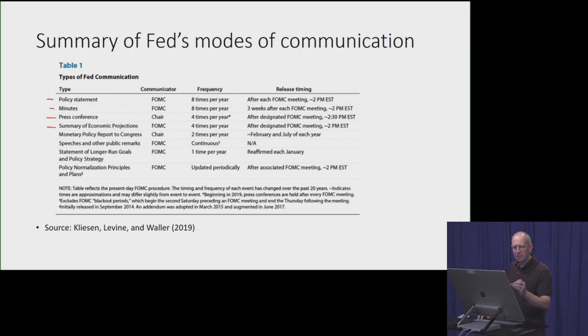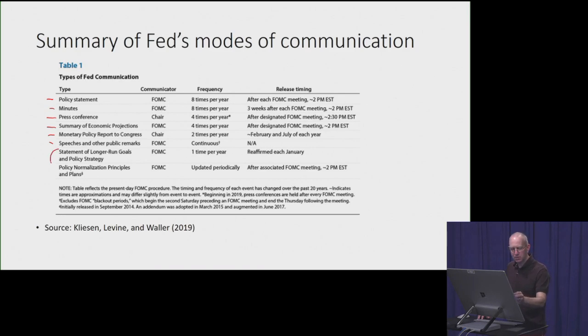The summary of economic projections. These are forecasts of future GDP and employment and so forth. These are released 4 times a year, in other words, once every quarter. Monetary policy report to the Congress. This is released 2 times per year, generally in February and July. The speeches, which of course, not surprisingly, happen throughout the year.